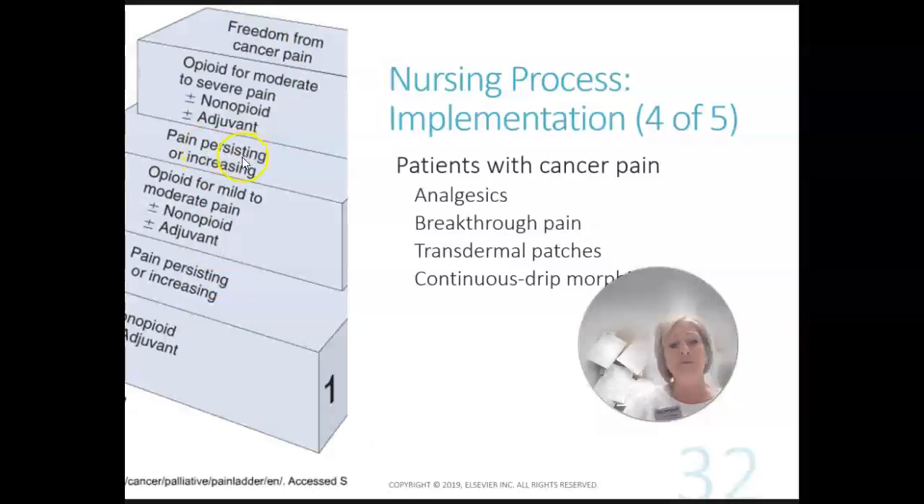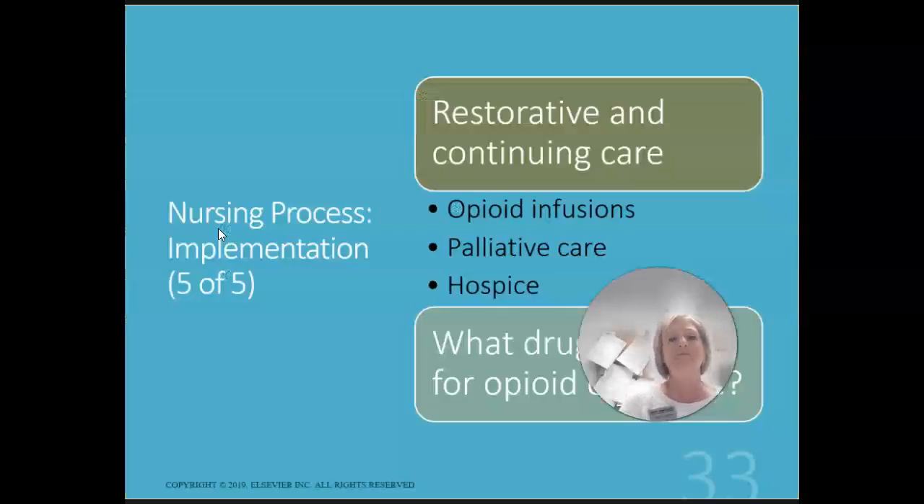If it's persisting, we might have to use non-opioids, we might have to use opioids, and we might have to use adjunct medications. So there's certain things that we may have to get on top of each other. They may be on an opioid, they may be on another type of analgesic, they may have an epidural, they may have multiple things that are on that patient to help with some of that intractable pain.